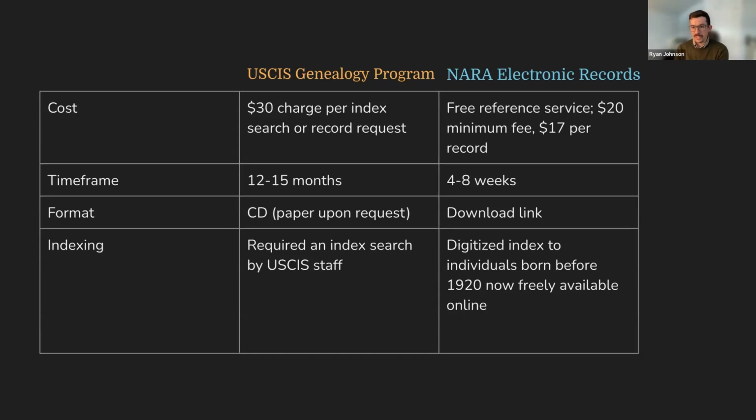Now that they're at the National Archives, we have access to archivists for free reference service. They have a $20 minimum fee for these records, but if you do multiple records in one order, it's only $17 per record. They're coming in a matter of weeks, and they send you a download link. And that's all the archival service. We also now have access ourselves. Anyone with an internet connection can look in the digitized database to try to find their people.